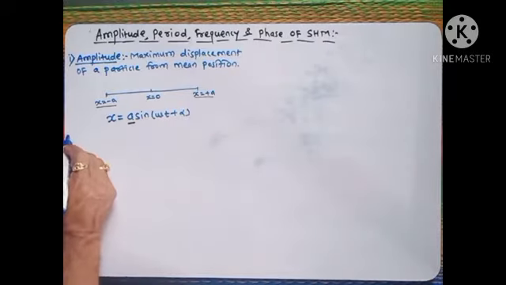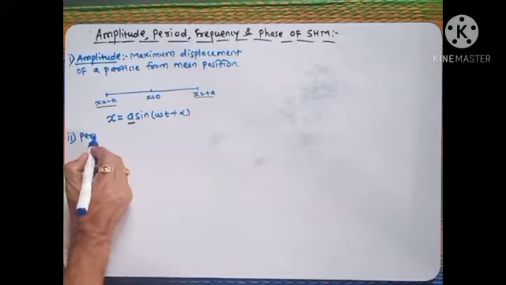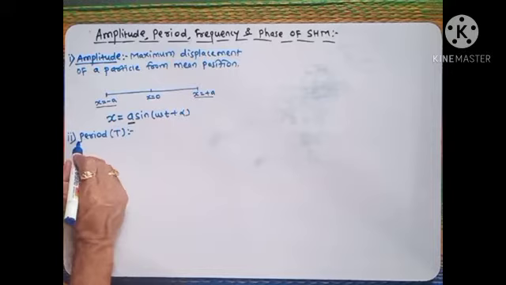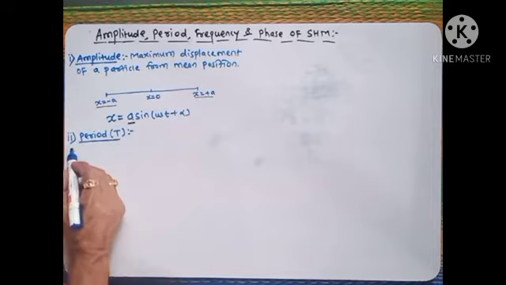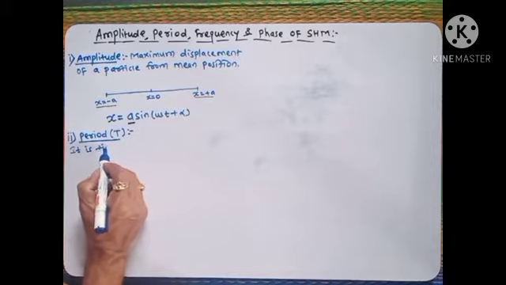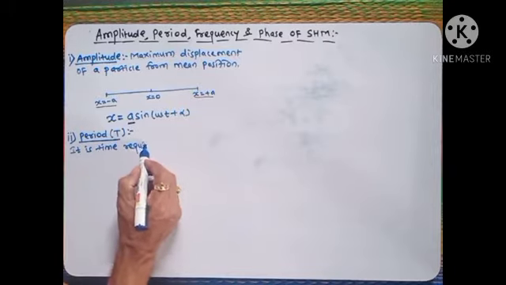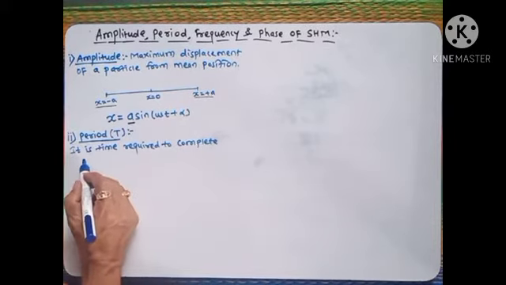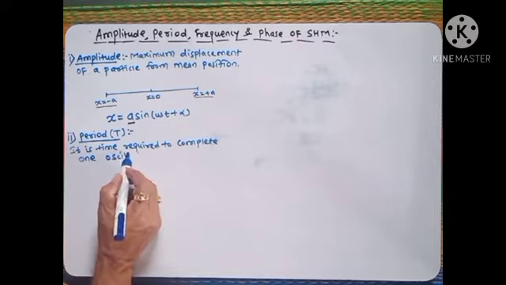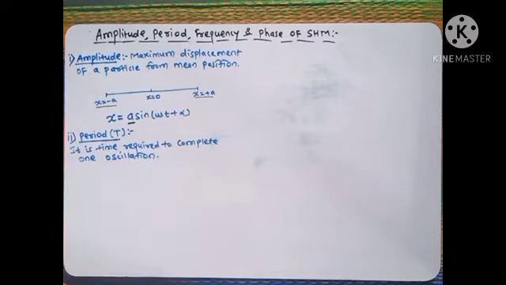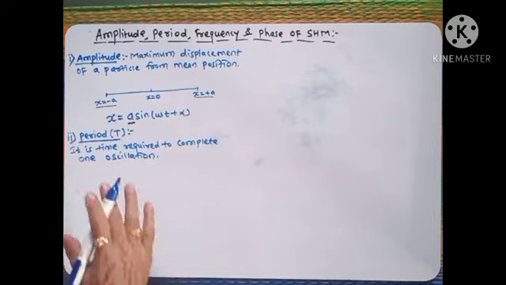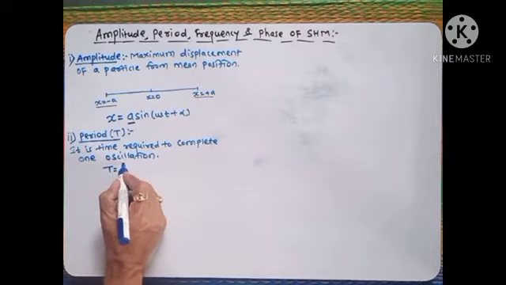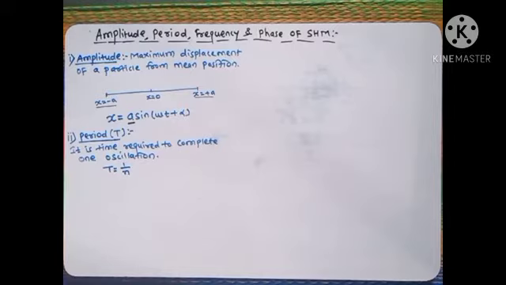Now we consider next definition: period. We denote by T. Period of SHM denoted by T. It is time required to complete one oscillation. Time required to complete one oscillation. This is the definition of period. And another definition can be given, that is, period is always reciprocal of frequency. T is equal to 1 upon n.